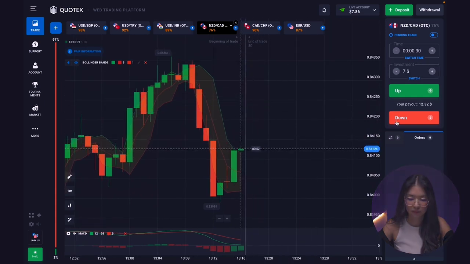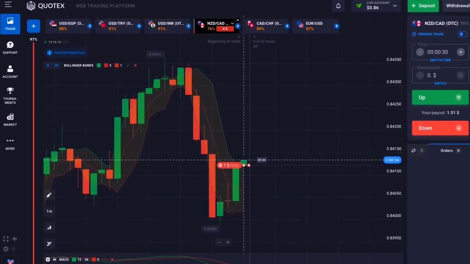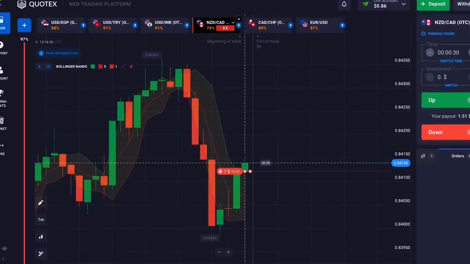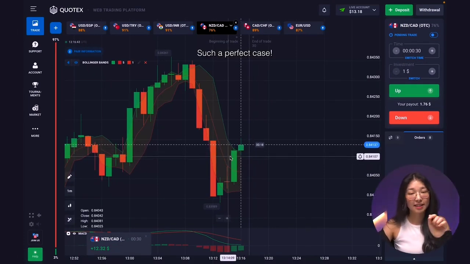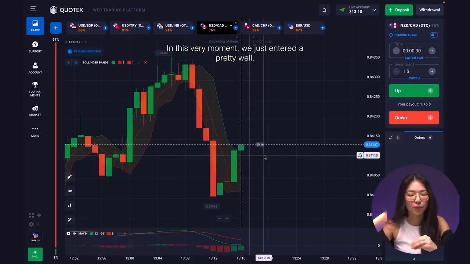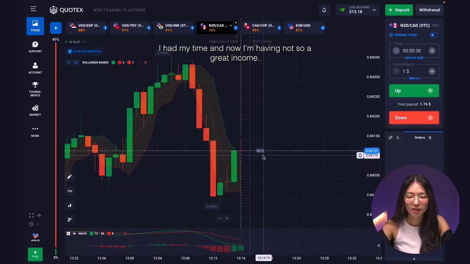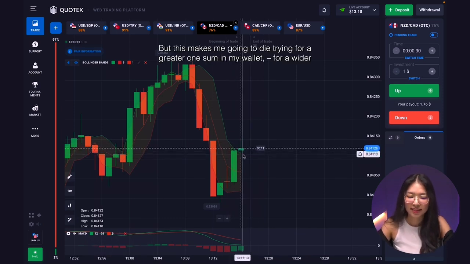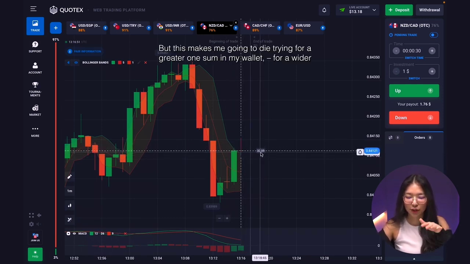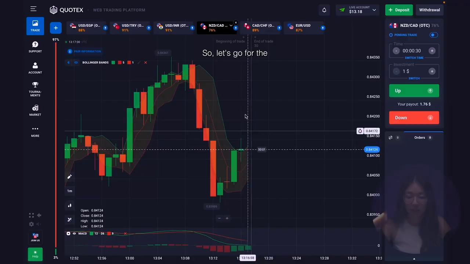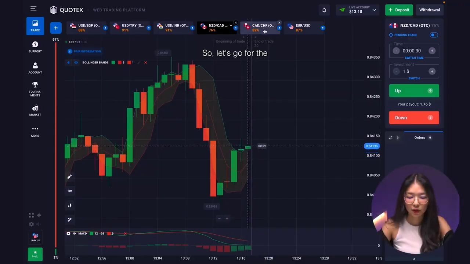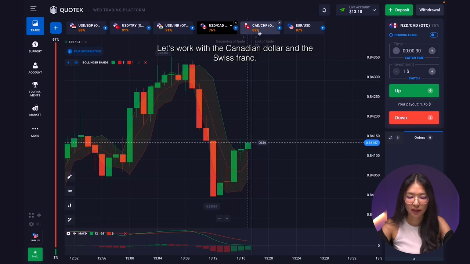So let's go. Such a perfect case, guys. In this very moment we just entered it pretty well. I had my time, and now I'm having not so great income, but this makes me go into trying for a greater sum in my wallet, for a wider wallet. That's why let's work with the Canadian dollar and the Swiss franc.